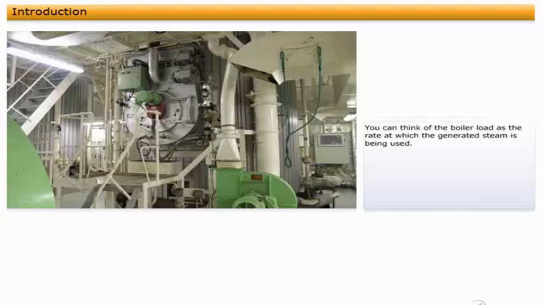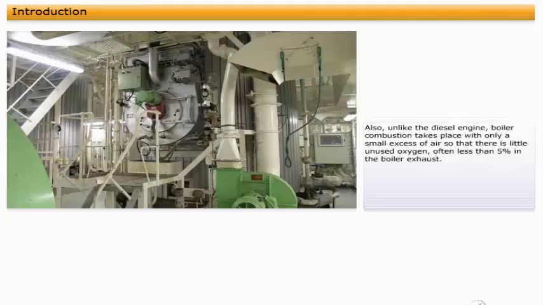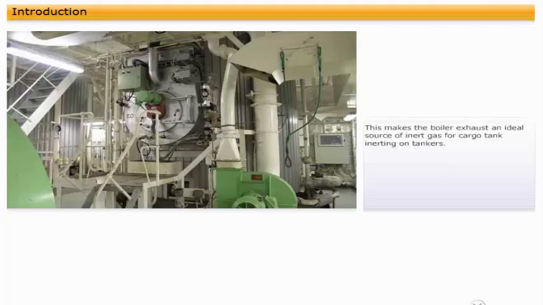You can think of the boiler load as the rate at which the generated steam is being used. Also, unlike the diesel engine, boiler combustion takes place with only a small excess of air, so that there is little unused oxygen, often less than 5% in the boiler exhaust. This makes the boiler exhaust an ideal source of inert gas for cargo tank inerting on tankers. There are also a number of safety cutouts on the boiler which will shut down the burner regardless of the steam pressure. We will consider some of these later in the chapter.